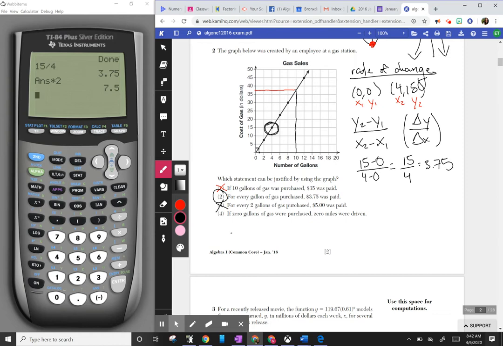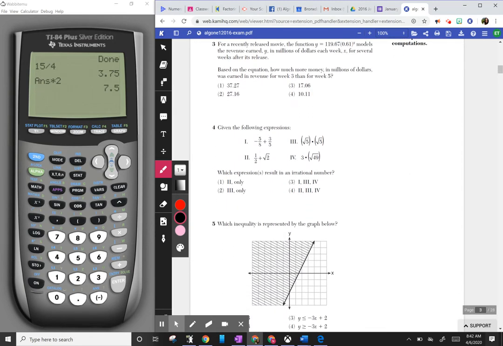So this is talking about gas purchased. Purchased is the big word here. This graph says nothing about how many gallons were purchased. All it says is about the cost and the gallons. It says nothing about miles driven. It's not talking about driving at all, so it can't be 4.